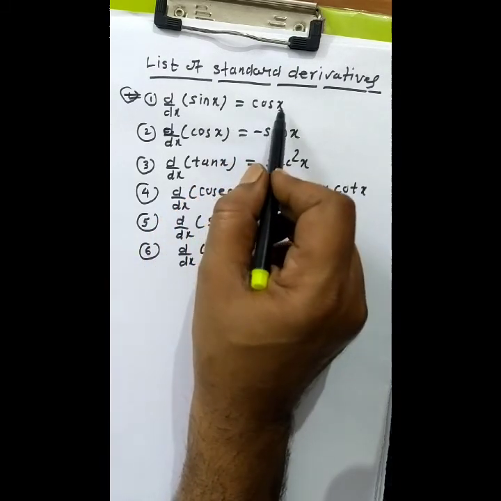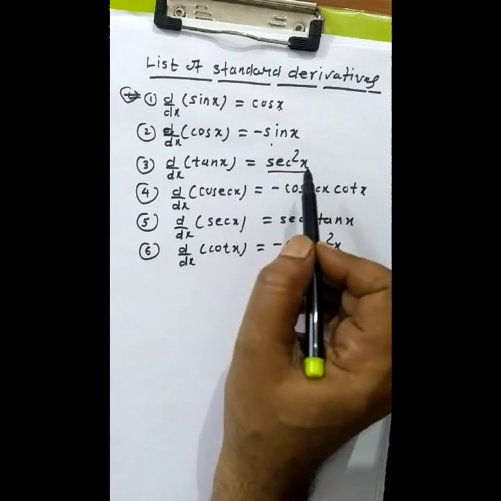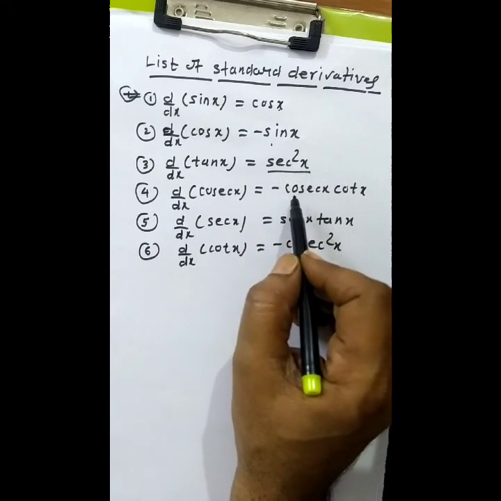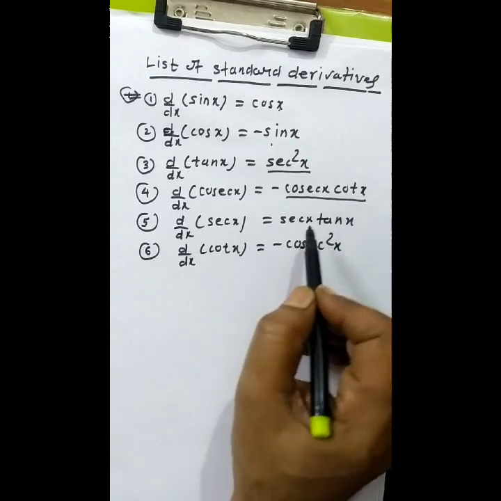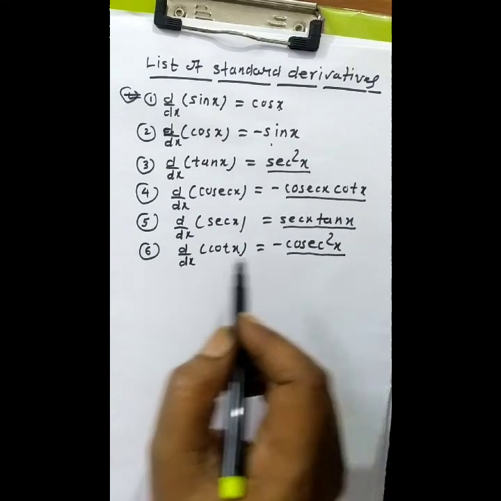Derivative of sin x is cos x. Derivative of cos is minus sin. Derivative of tan is sec square x. Derivative of cosec is minus cosec into cot. Derivative of sec is sec into tan. And derivative of cot is minus cosec square x.